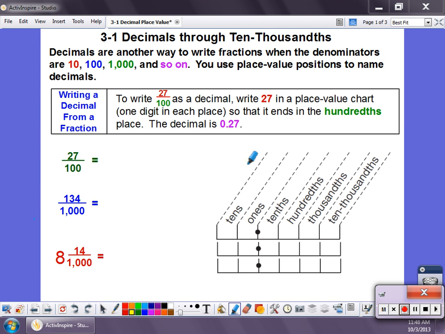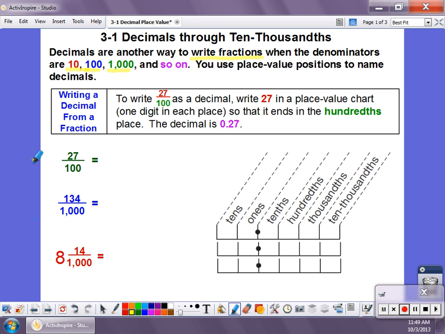Today we're going to talk about decimal place value through the 10,000ths place. Decimals are another way to write fractions, but not just any fractions. We're talking about fractions with special denominators like 10, 100, 1,000, and so on. In order to have decimal place value, you need to have a fraction that has a denominator that's a power of 10. We can use place value positions to name decimals.